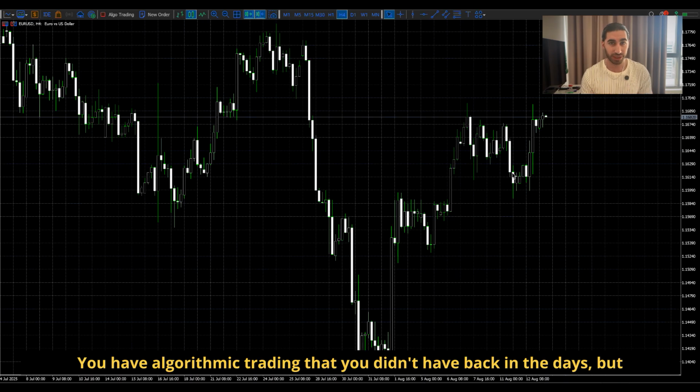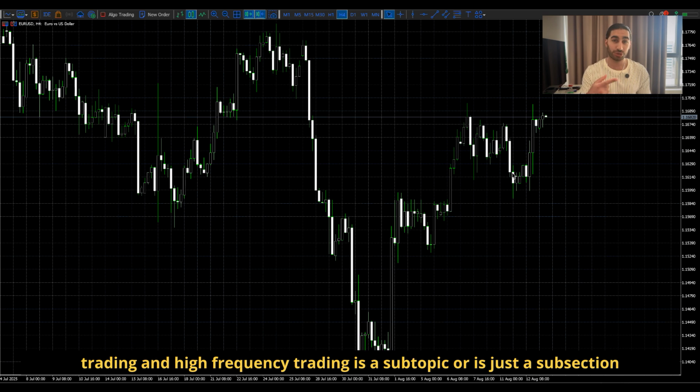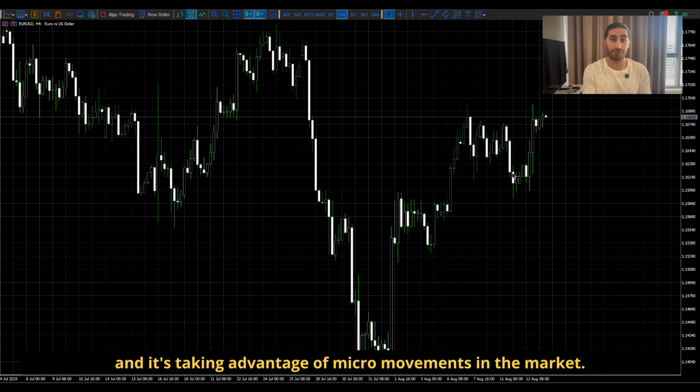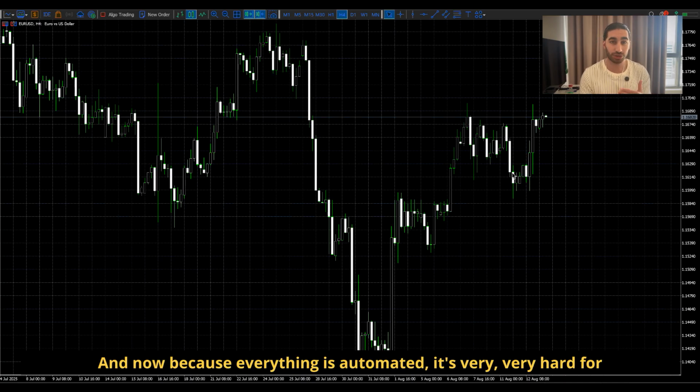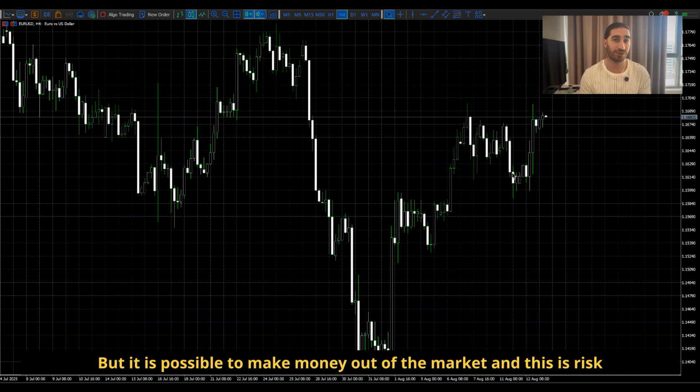You have algorithmic trading that you didn't have back in the days, and high frequency trading is a subtopic, or just a subsection of algorithmic trading, and it's taking advantage of micro movements in the market. And now, because everything is automated, it's very, very hard for retail traders to beat a machine. Impossible. Don't even think about it. But it is possible to make money out of the market.